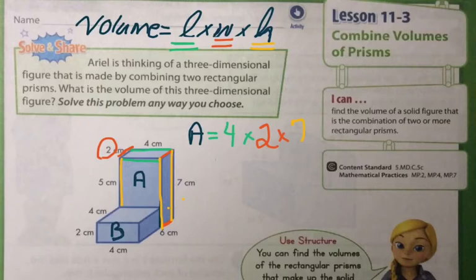Okay. All right, so now I want to find the volume of this, okay? So I want to multiply. 4 times 2 is 8. 8 times 7 is 56, okay?